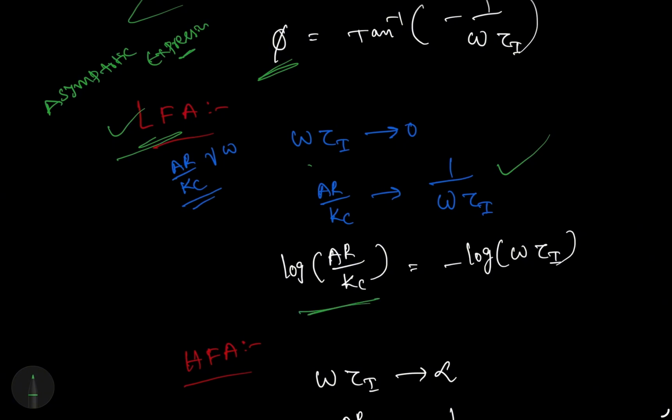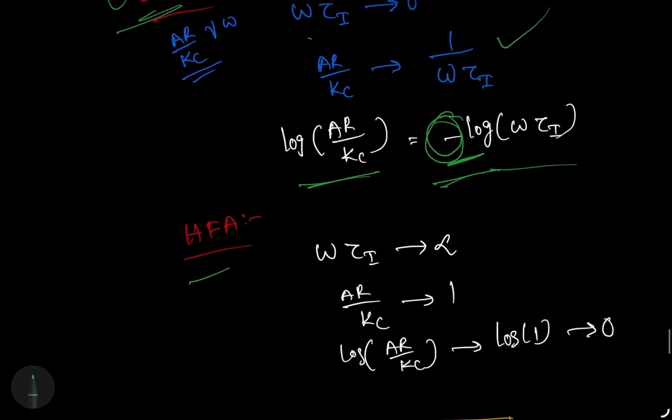Taking the logarithm of this, we get a straight line with a slope of -1. So if you compare to the previous cases, here the low frequency asymptote has a negative slope. That is a little bit different from the previous cases.